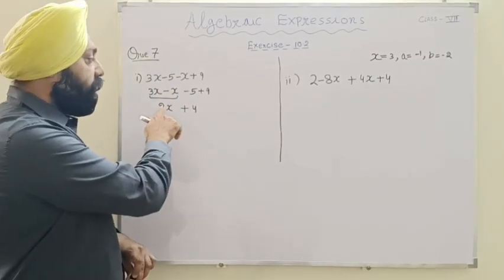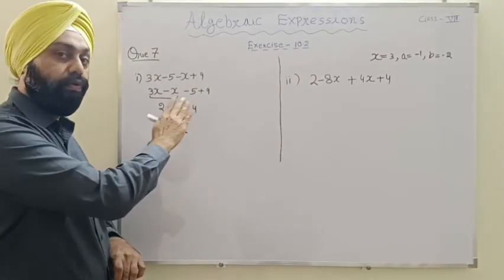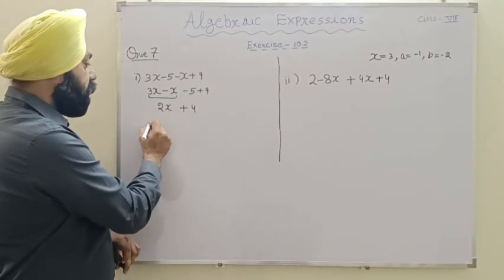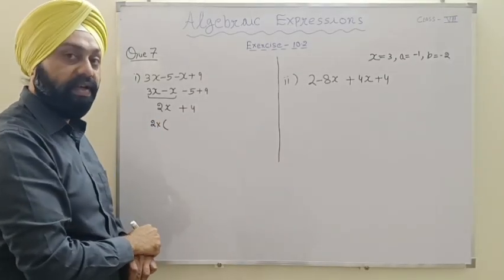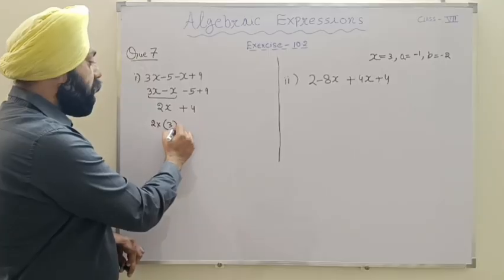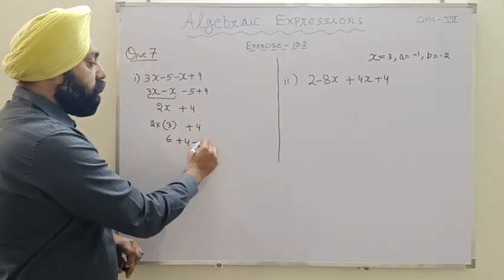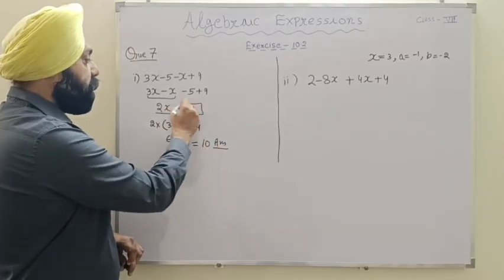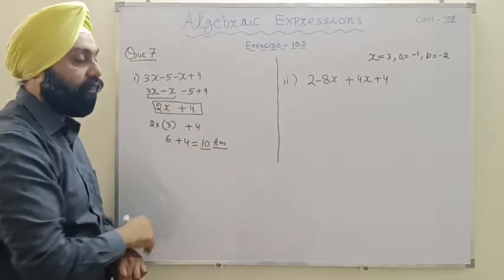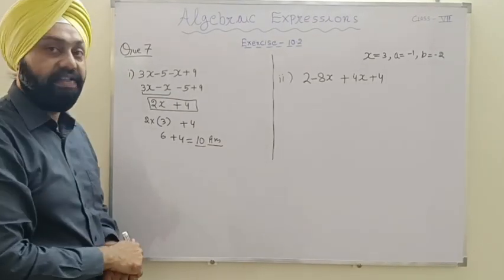Now we will put the value of x in this expression. We don't have a and b in this expression, so we will put only the value of x. So it is 2 multiplied by the value of x, which is given as 3. So 2 into 3 plus 4. 3 twos are 6, 6 plus 4, so 10 is the answer. So this is the simplified form and this is the value of the expression.